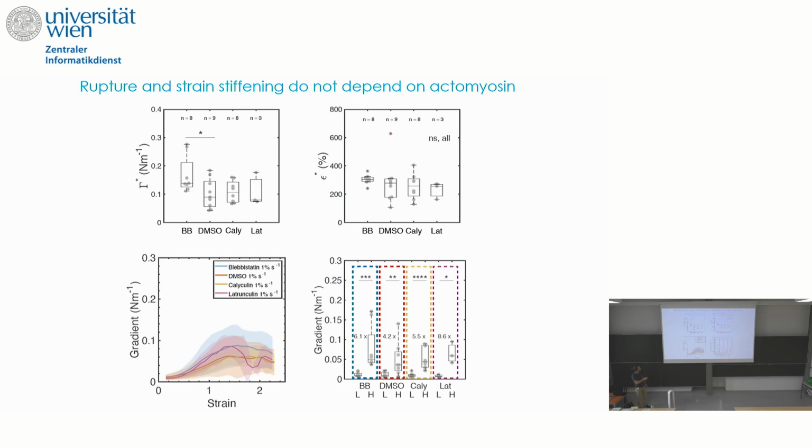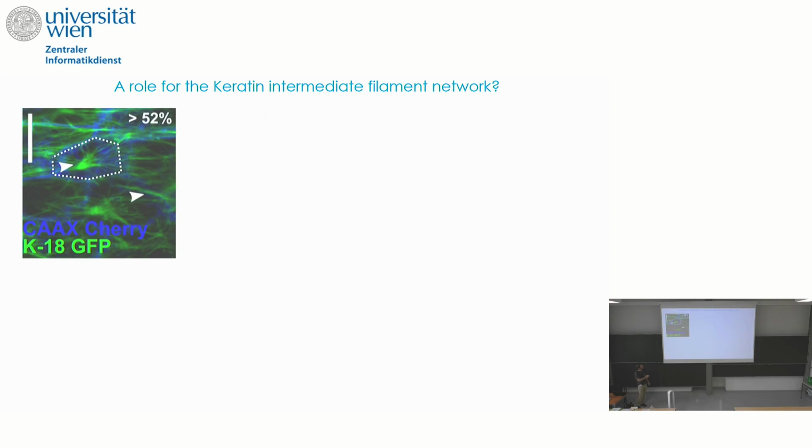So in any case, in this case, it doesn't seem to be the actin cytoskeleton that's doing something. And the other network that's very important for tissues is the keratin intermediate filament network. And that also forms a supracellular network. In this image I'm showing you the keratins in green, and I've outlined one cell within the tissue. These keratins are very dense around the nucleus, and then they radiate out towards the cell periphery, where they connect to other cells.